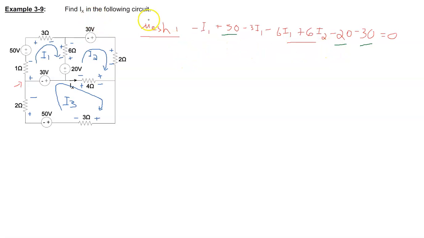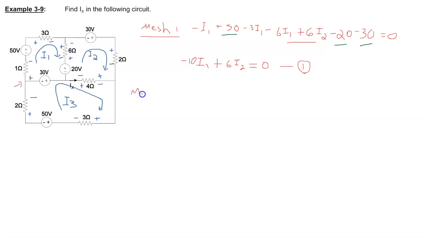And so that means that we go back then to writing our equation. I1, we have negative 1, negative 3, negative 6. So that's negative 10 times I1 plus 6 times I2, and no shared resistors with mesh 3 there. So our sum now equal to 0, and we call that equation 1.